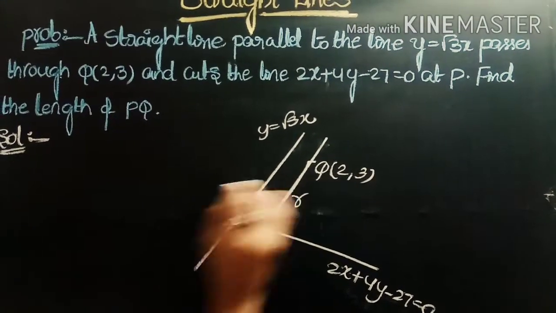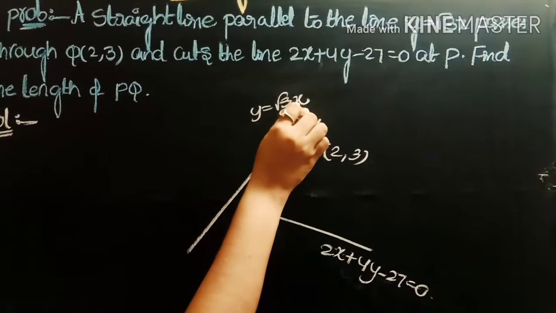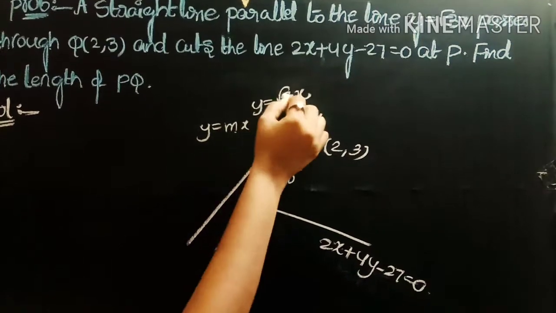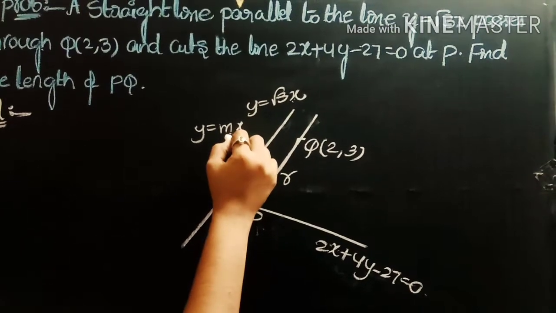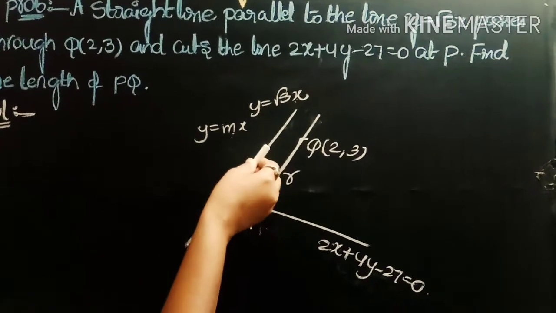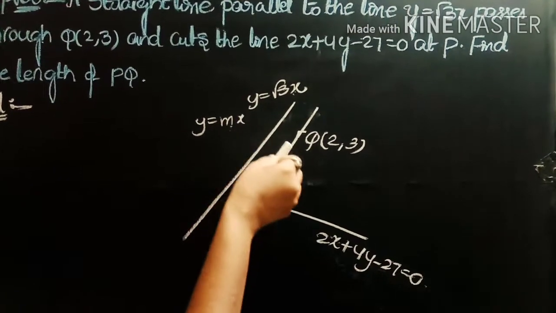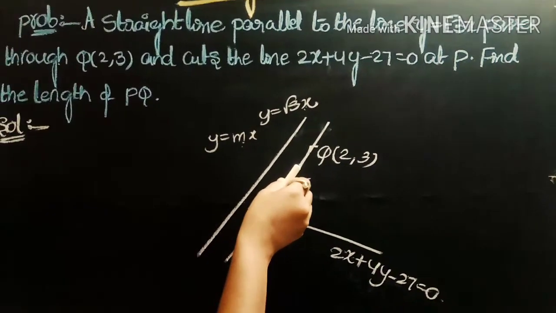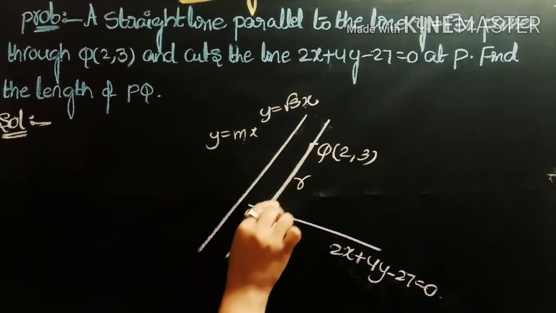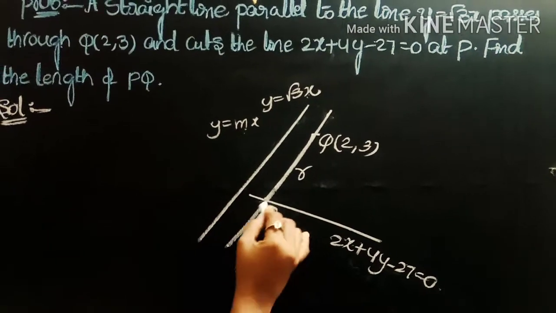So first we take the length of PQ equals r. Here y equals root 3 x is a given line. When we compare this equation with y equals mx, the value of m is root 3, that is tan theta equals root 3. Then the theta value is 60 degrees. That is, this line makes an angle 60 degrees with the x-axis. Since these two lines are parallel, this line also makes an angle 60 degrees with the x-axis, so here we have theta equals 60.